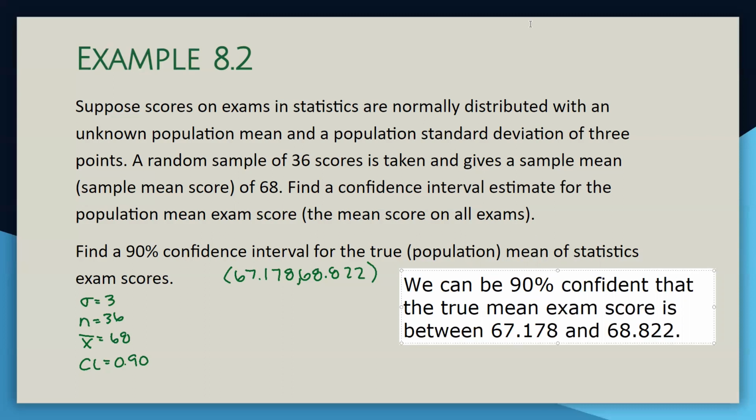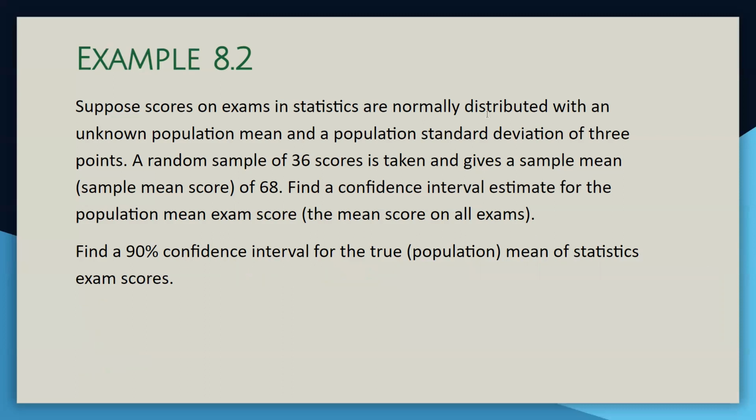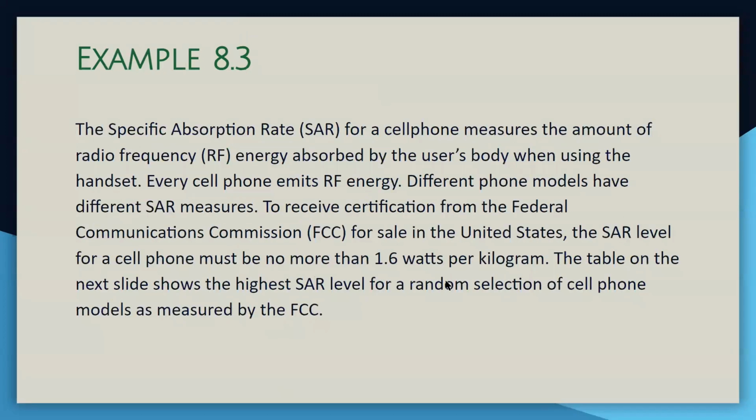Okay, let's try a slightly different one. So example 8.3: the specific absorption rate, SAR, for a cell phone measures the amount of radio frequency, RF, energy absorbed by the user's body when using the handset. Every cell phone emits RF energy. Different phone models have different SAR measures. To receive certification from the Federal Communications Commission for sale in the United States, the SAR level for a cell phone must be no more than 1.6 watts per kilogram.